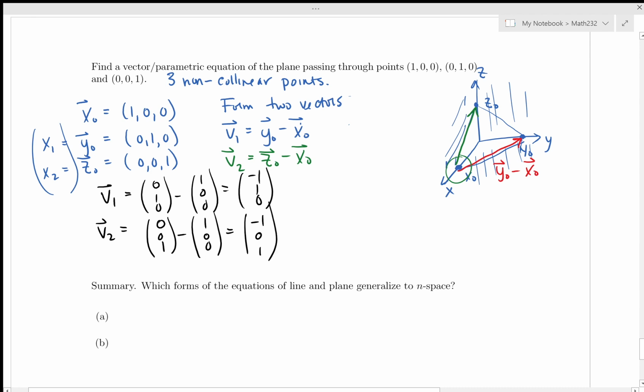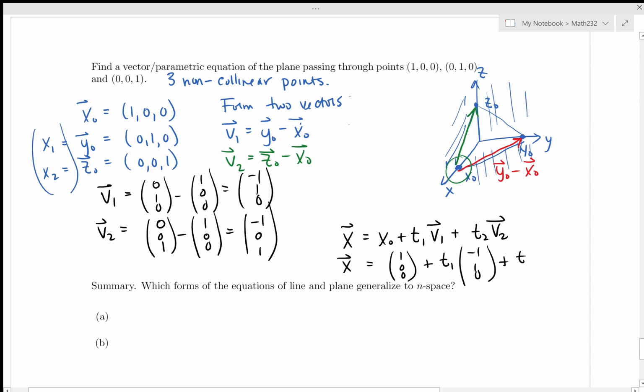So now I'm back to where I was before. I have two vectors, and I want the plane that goes through a point and two vectors. I already know how to do this. I can describe the plane as x naught plus t1 v1 plus t2 v2. In this particular case, that looks like 1, 0, 0 plus t1 v1 plus t2 v2.